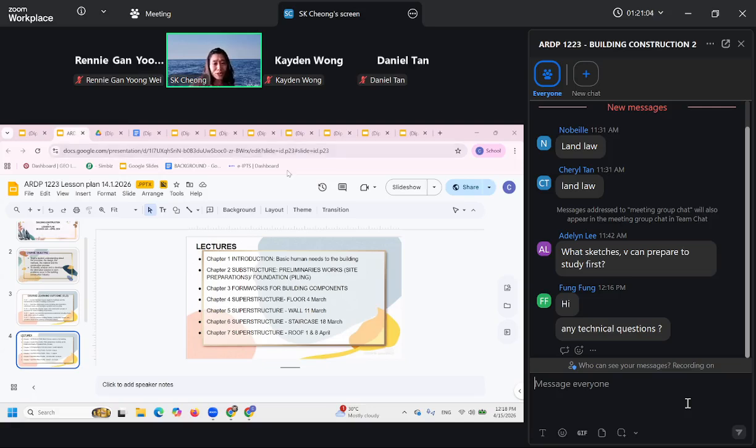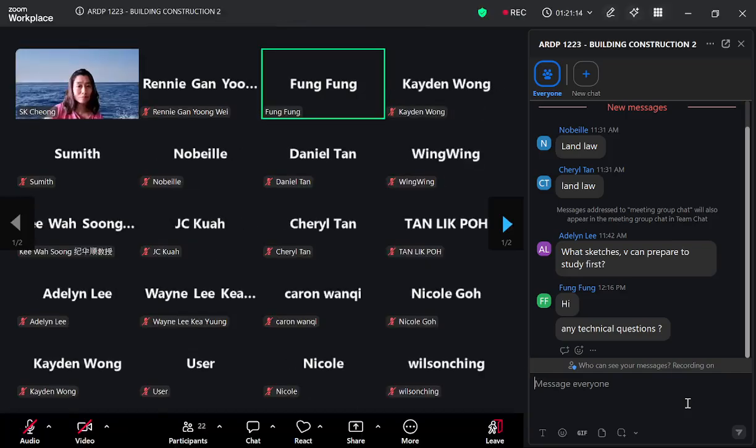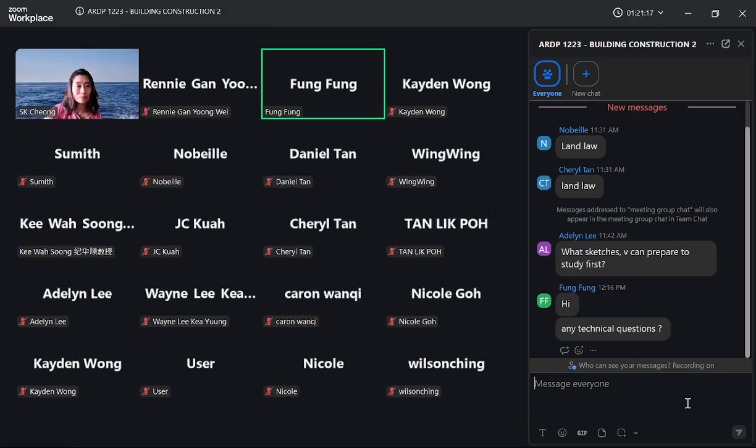Fung Fung asked about technical questions. Fung Fung, what do you mean by technical questions? Because in some of your notes, you have said this is technical. I'm not talking about only myself, but site preparation, opening the land, the hoarding, the barricade, everything, that's fine. But technical questions like, let's say, how do we justify a size? So I wouldn't know.